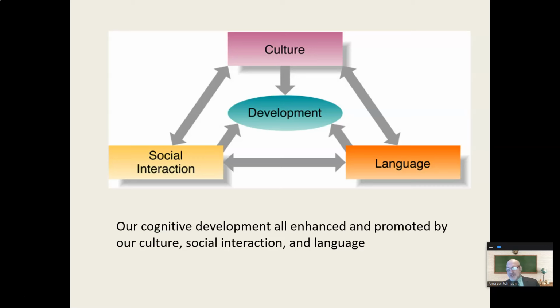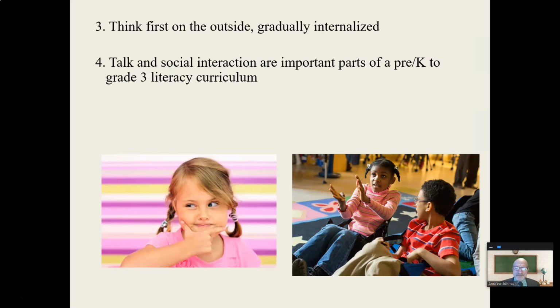Today it would be movies, internet, media, people, our social interactions with others, and language. These are all very important in the cognitive development of children, but I would say K through adults. More on that. And again, this thought will be reinforced, but thinking occurs first. We think on the outside first, and it's gradually internalized. That's why the thinking and the talk around us are so very important.